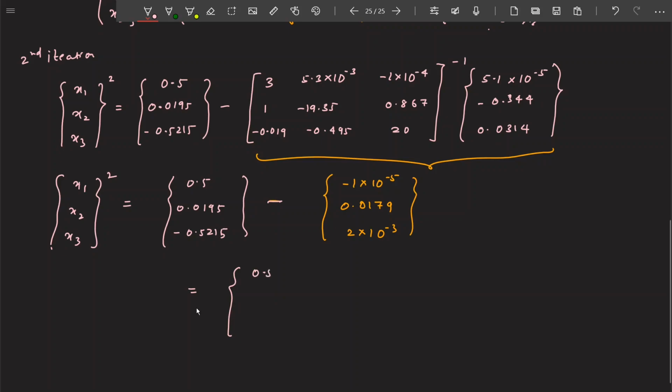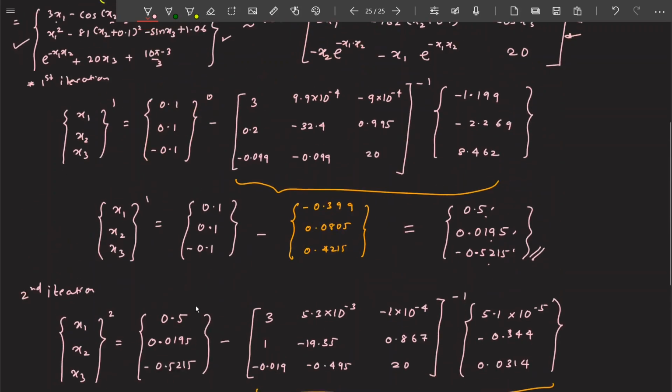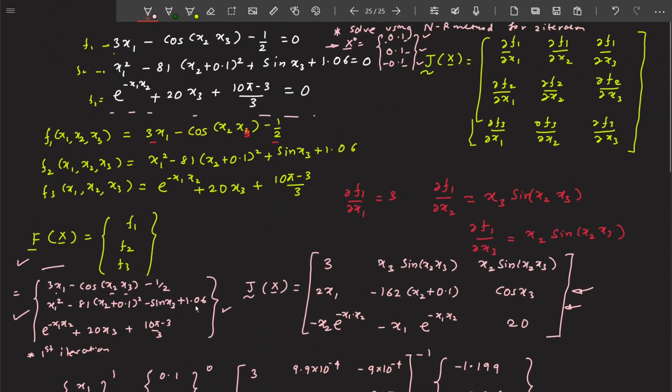So if you do so, this comes out to be 0.5, 0.0016, 0.5235. So this is the value of x1, x2 and x3 after the second iteration, and this is your Newton-Raphson method.